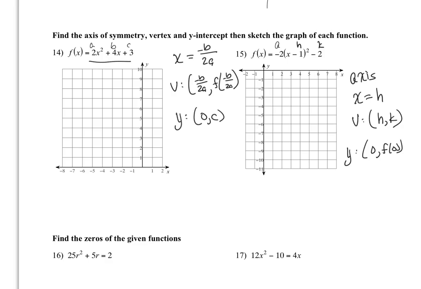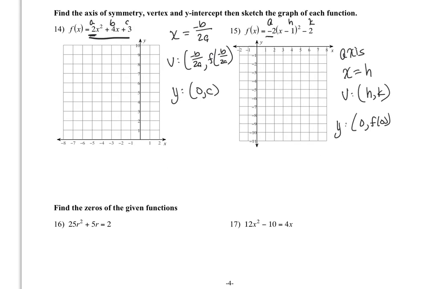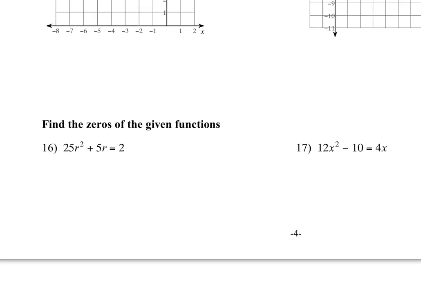So quadratics we've done multiple times. Remember, you want to pay attention. If the A is positive, that's going to be up. If the A is negative, that is going to be down. And then the last thing we did was finding zeros. You can find zeros by factoring or by using the quadratic formula. And so if you are factoring, you want to make sure that you set it equal to 0 and solve from there.